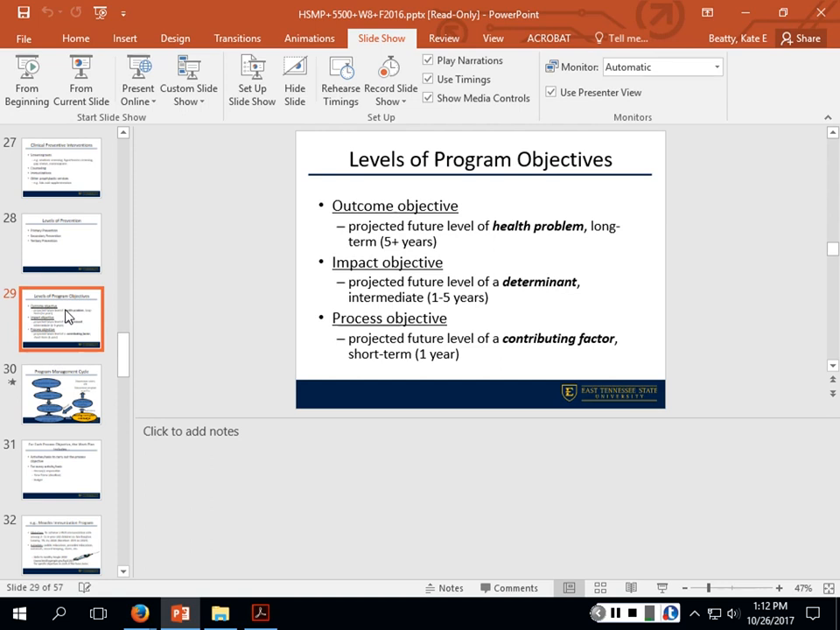We also agreed that once the process objectives are achieved, if we had analyzed our problem correctly for its determinants and contributing factors, the achievement of the process objectives should lead to achievement of the intermediate impact objectives, which in turn should lead to the achievement of the long-term outcome objectives. So again, I'm going over this quickly because this is all from last week.